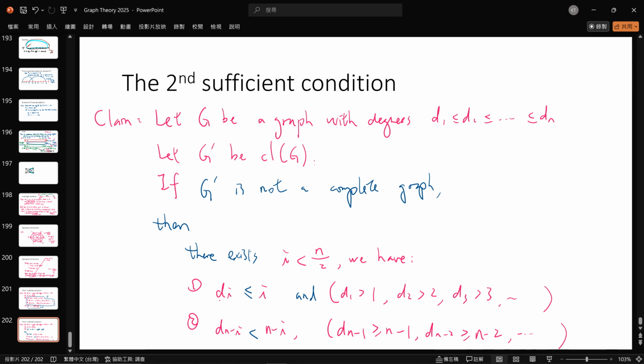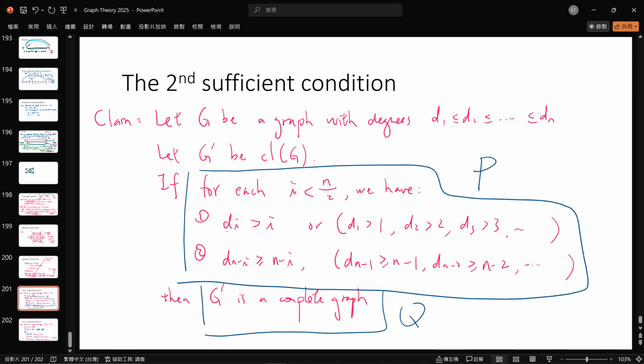Okay, and yeah, so this claim and the previous one are equivalent. Any questions? And I want to stress that these degrees are based on the original graph, all right? Because for this one, we actually consider the original degree sequence, okay?